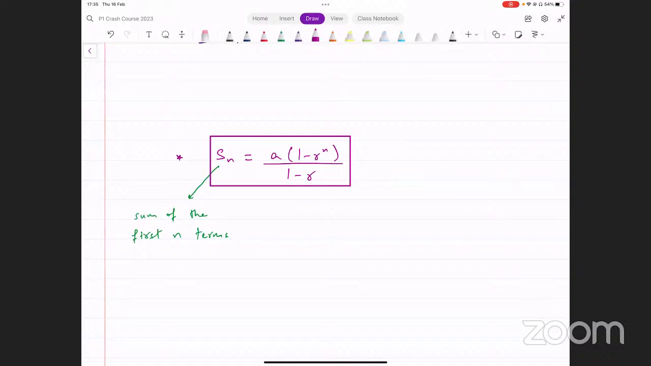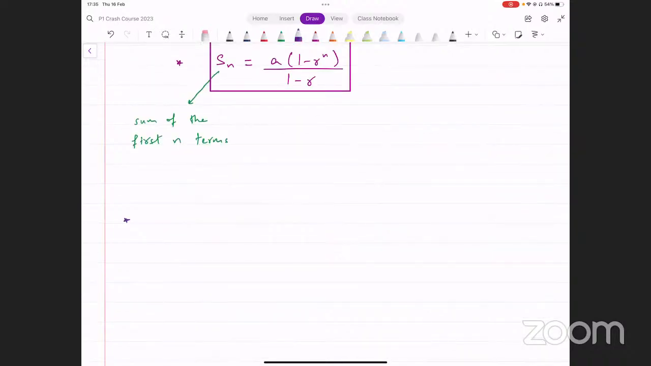Let's say you had a GP that looked like this. It has terms 20, 10, 5, 2.5, and so on. The sequence keeps going on and on like this. Now, you know it's a geometric progression, so what you can do is find the ratio and the first term. The first term is 20. That's pretty straightforward. Now, for the ratio, take any 2 consecutive terms.